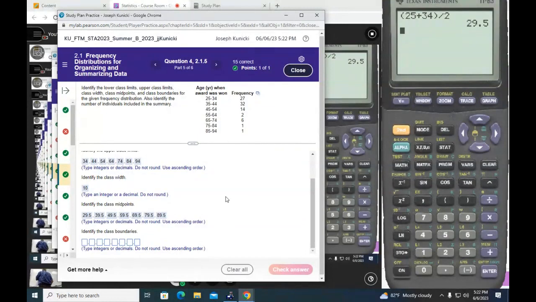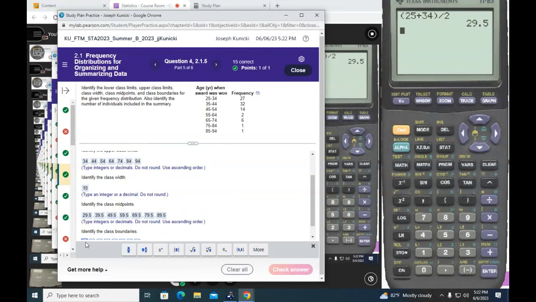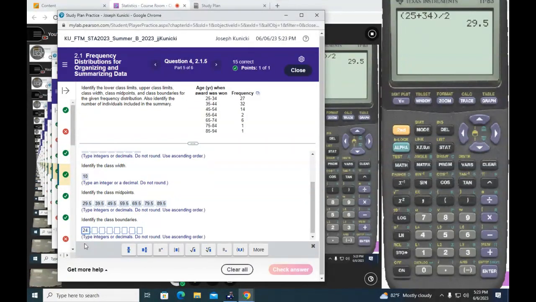So when we make our histogram, these are where our vertical rectangles get their edges. Now notice 94.5 is half a unit above 94. So if I go 10 below this, what do I end up with? Half a unit below 25. So for the end ones, you just have to add a half and subtract a half. The middle ones are between the upper and lower limits for each class. So those are the boundaries. Once again, once I get the first one, I just add 10.